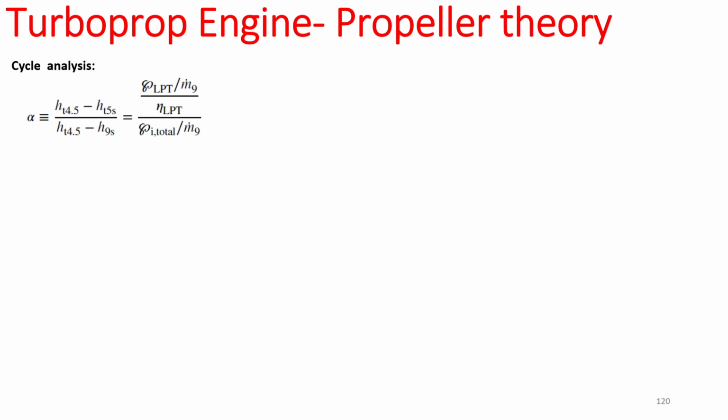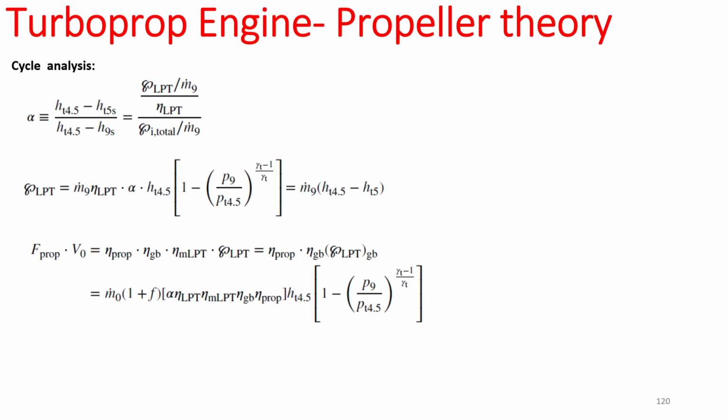Based on what we have seen before, the denominator here can be the ideal power that is available divided by m.9, and the numerator, as we have seen in the previous slides, is going to be the low pressure turbine power divided by m.9 divided by the efficiency of the low pressure turbine power. So using this alpha, we can find an equation for the low pressure turbine power, and using that we can find the propeller power, which is the multiplication of a lot of efficiencies: the mechanical efficiency of the low pressure turbine, the gearbox efficiency, and the propeller efficiency, multiplied by the low pressure turbine power.